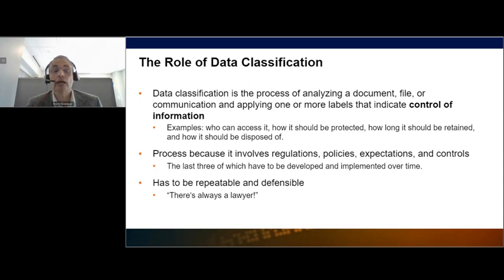And I use the word process because it involves regulations which beget policies, which beget expectations, and then get enforced by controls. And what you're going to find is that over time, the policies, expectations, and controls all tend to iterate, revolve, or move, what have you. So it's going to be a moving target. It's going to be dynamic, and hence why I'm very big on calling it a process, not just a project that you start and finish and you're done. It has to be repeatable and defensible, meaning that it has to work the same every time or it doesn't have a lot of value to it.